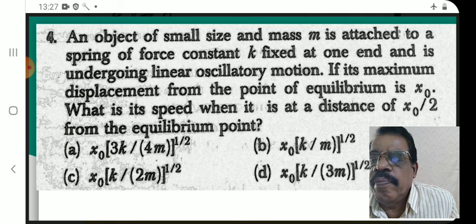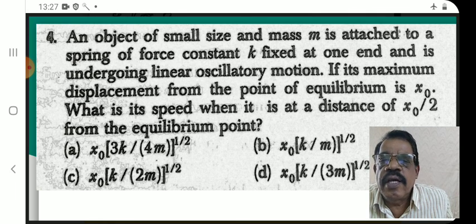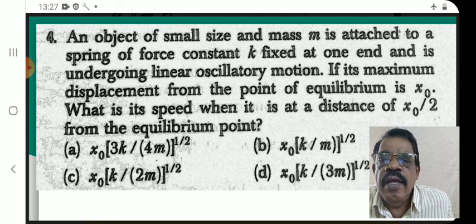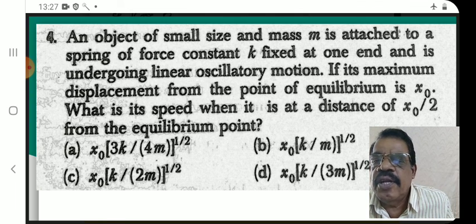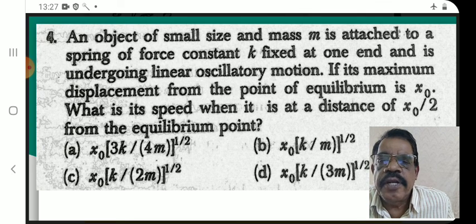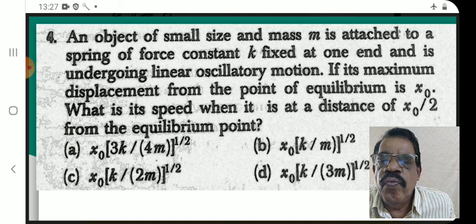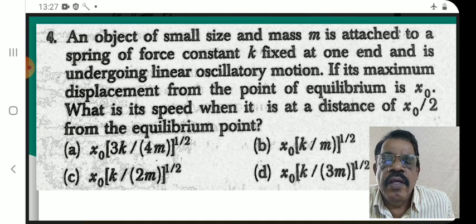An object of small size and mass m is attached to a spring of force constant k fixed at one end and is undergoing linear oscillatory motion. If its maximum displacement from the point of equilibrium is x0, what is the speed when it is at a distance of x0/2 from the equilibrium point?